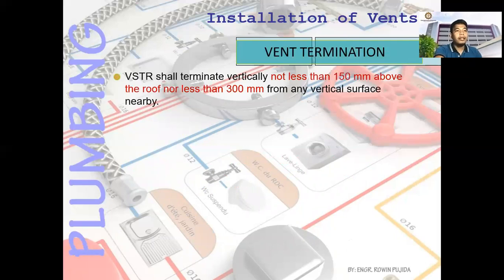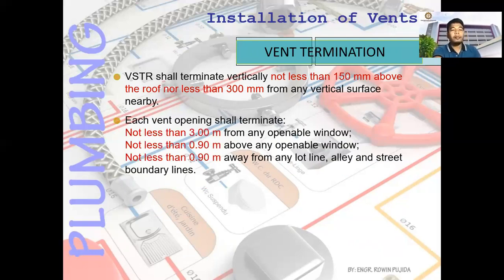Next is vent termination. So how to terminate your vent system. The vent stack through roof shall terminate vertically not less than 150 millimeter above the roof or not less than 300 millimeter from any vertical surface nearby. So that is why your vent stack through roof above the roof is 300 millimeter. Okay.